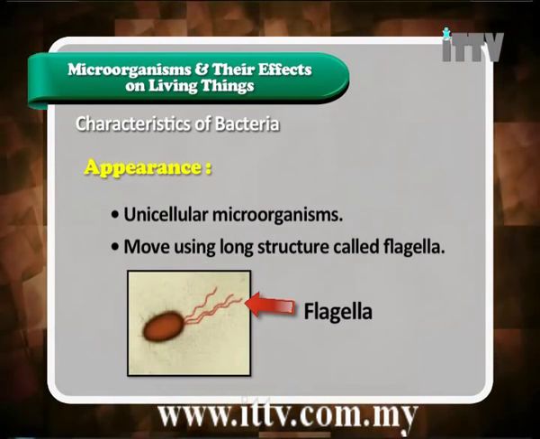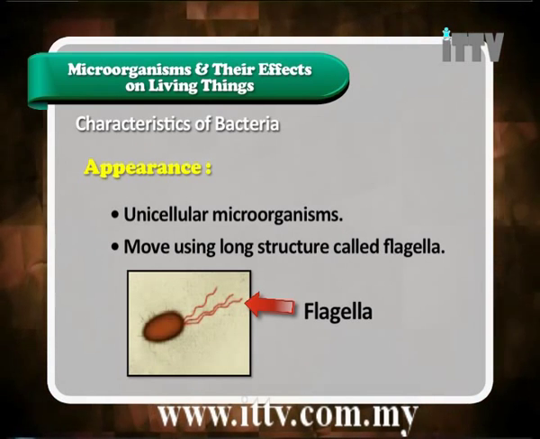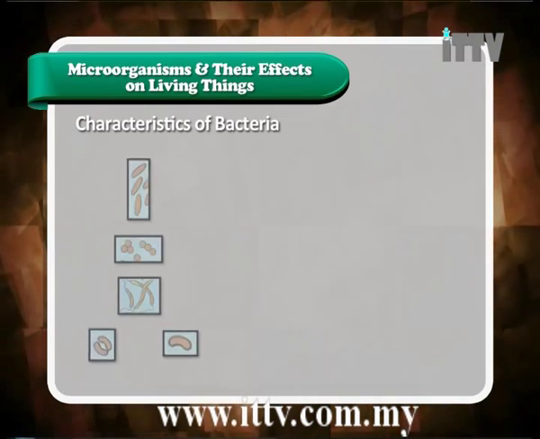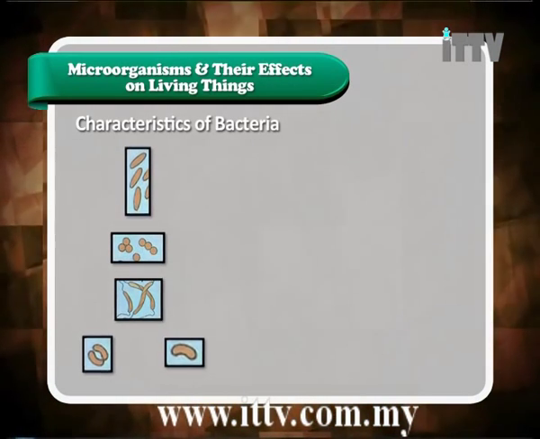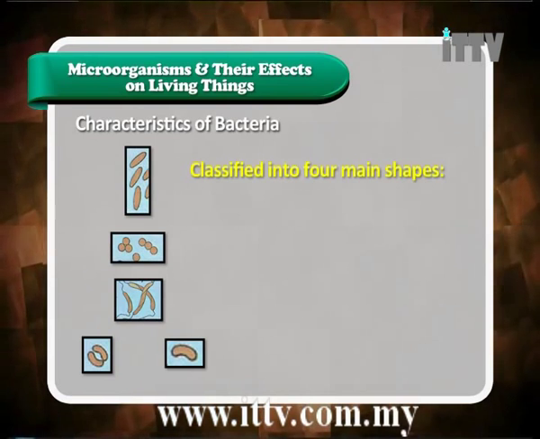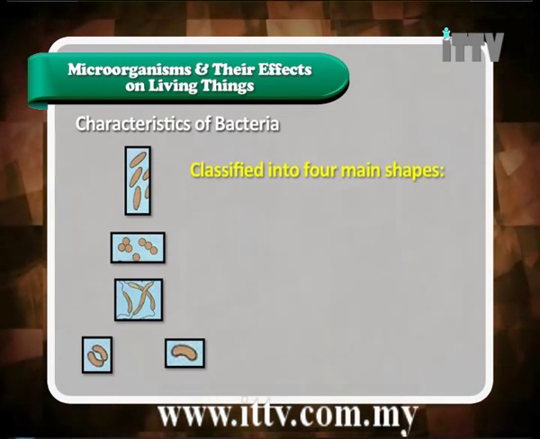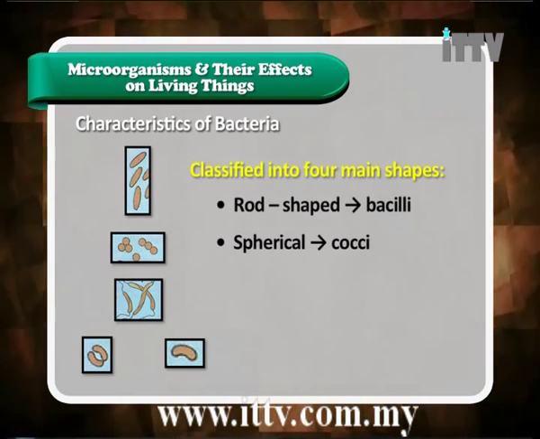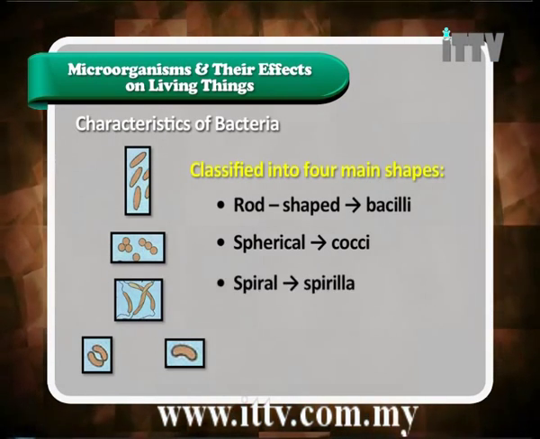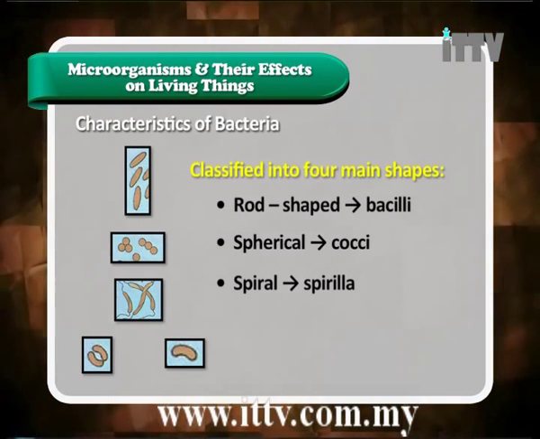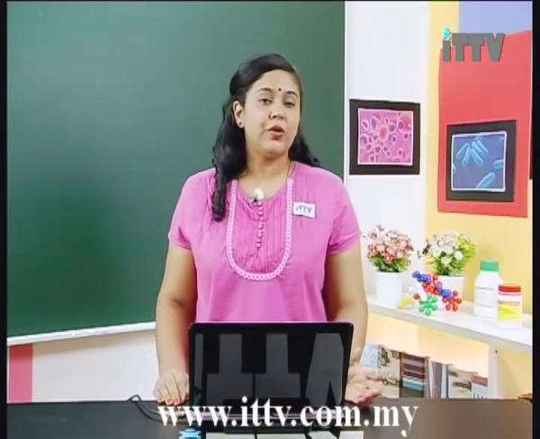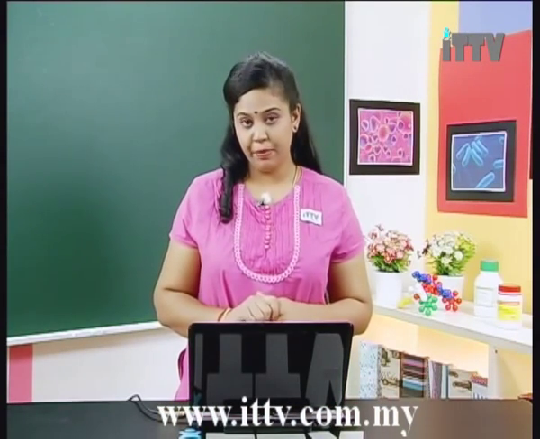Some bacteria move about their environment by using long structures called flagella. There are thousands of species of bacteria. They can be classified into 4 main shapes. Bacteria that are rod-shaped are called bacilli, spherical-shaped are called cocci, spiral in shape are called spirilla, and comma-shaped are called vibrios. So here we have seen bacteria's appearances and different types of shapes.